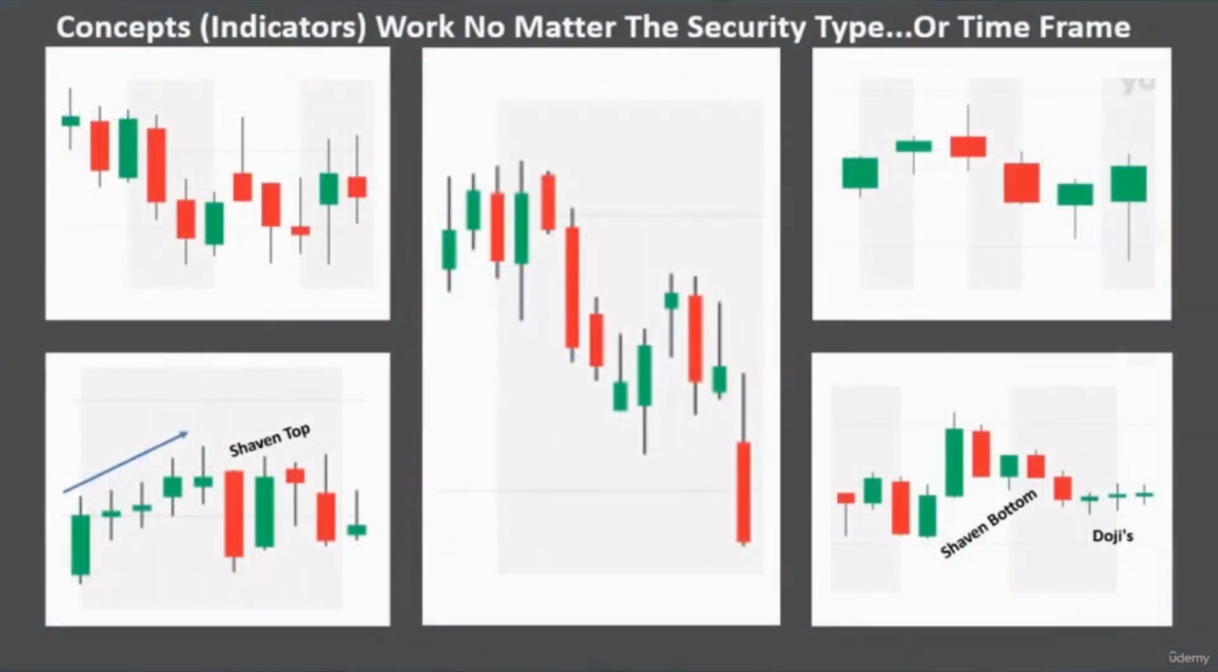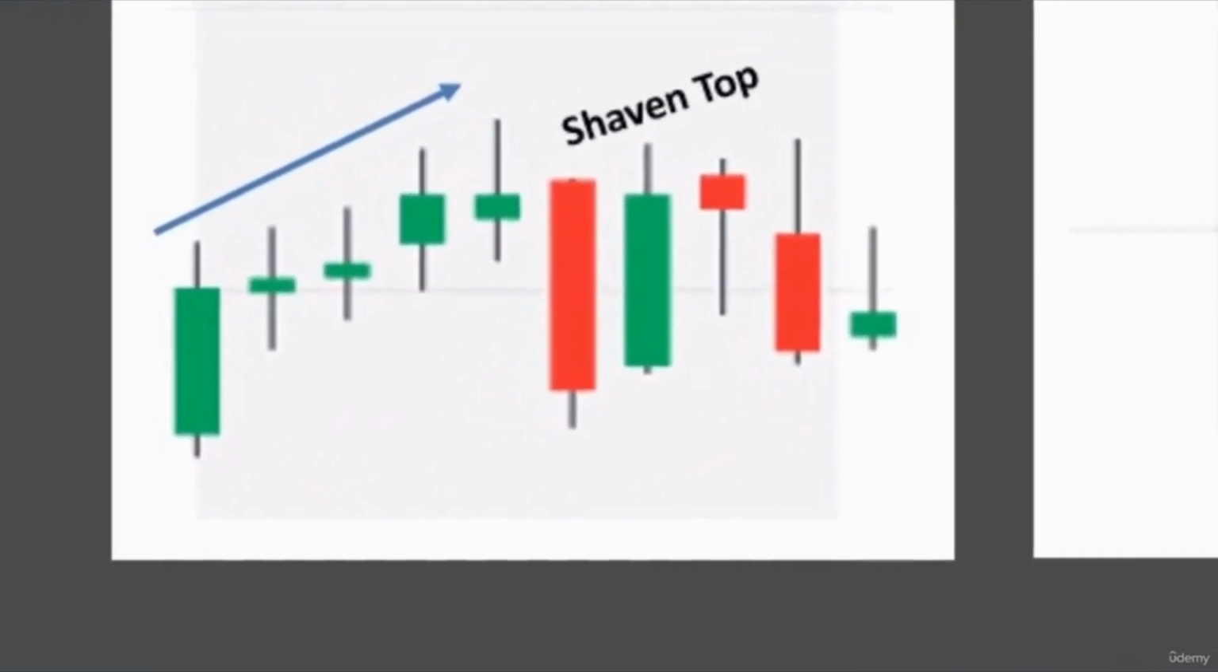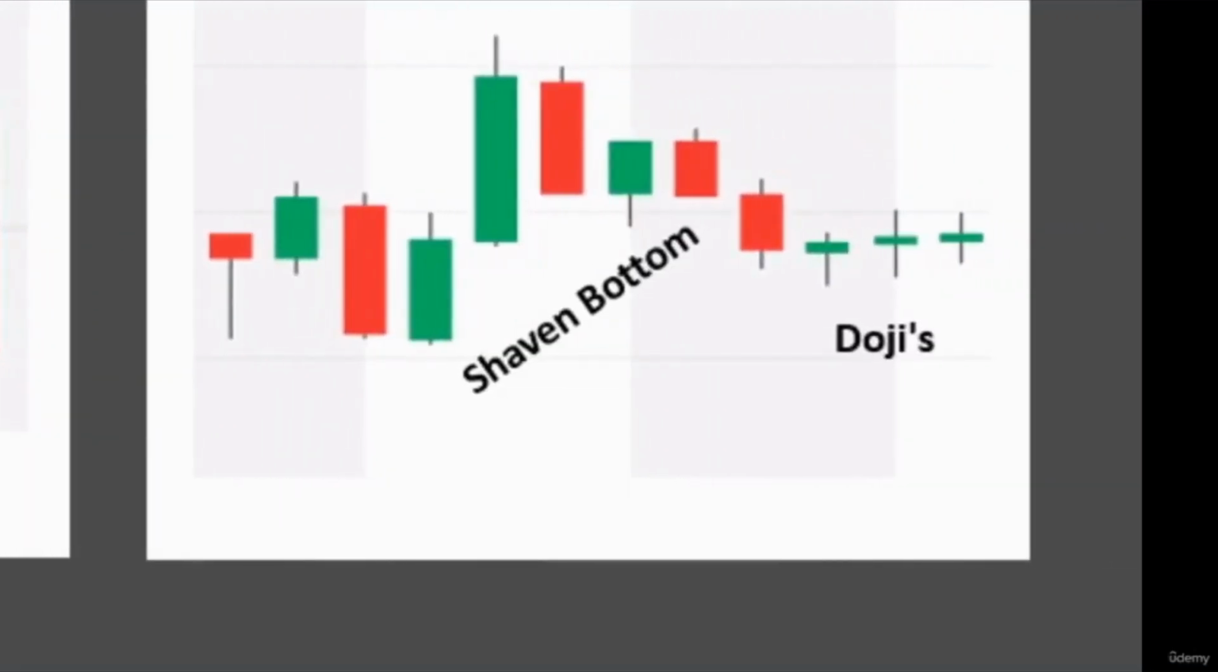So as we mentioned, they work no matter the security type or time frame. You could look at these candlestick patterns here, for example, and you wouldn't know whether this is a cryptocurrency or the stock market or Forex or whatever. They're universally applicable. And if we look in the lower left there, you see where it says there's a trend line that's strong, so that's universally applicable. And there's a pattern called a shaven top, where it looks like a candle but it's missing the top wick. This is something that you'll learn about in the course and how it can be applied in all sorts of different situations. Or a shaven bottom on the right side, and dojis, which are kind of fun, which are these small, narrow-body candlesticks. We'll learn all about those too.